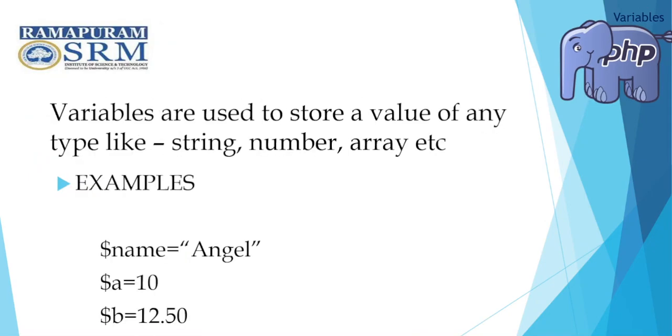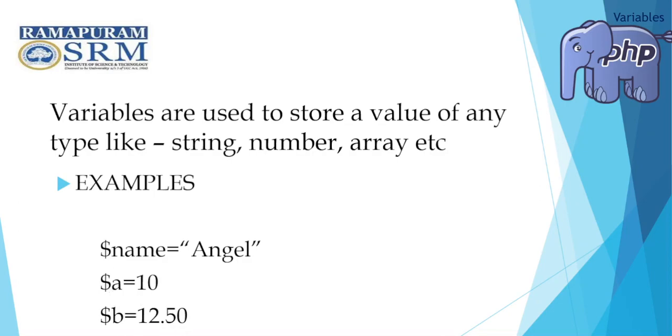So variables are generally used to store the value of any kind of data. You can store strings, numbers, arrays. For example, $name is a variable name. Here I am assigning the string value angel. Next one, $A equal to 10. So 10 is a number. The number is assigned to the variable A.